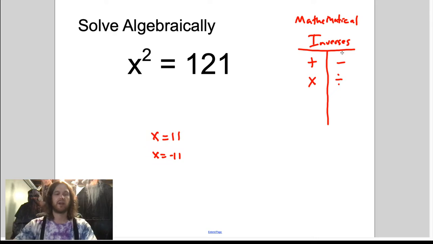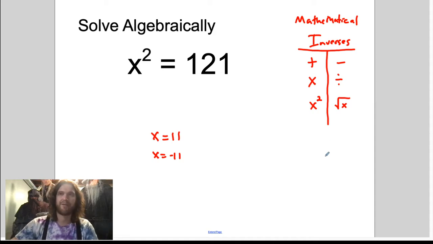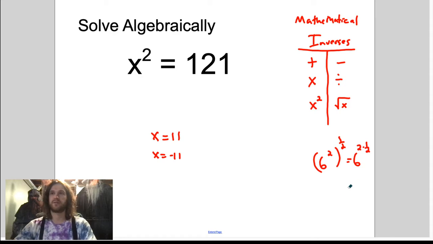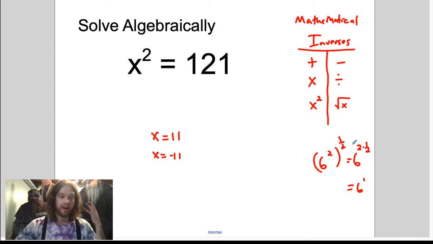So how do we see that in our table of inverse operations? Well, when you take a number and you square it and then square root it, those operations undo each other. Now remember, a square root is something to the 1/2 power. So here's the example: 6 squared to the 1/2 power. These things undo each other. We multiply the powers, and we end up with 6 to the 2 times 1/2, which is 6 to the 1st. So it's just 6. So squaring and square rooting undo each other.